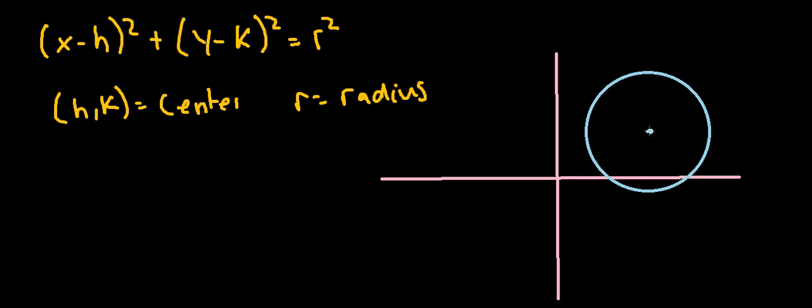So here's the center of my circle, and it's at (h, k). And here's a radius. The radius is the same everywhere around. So here's the radius. Make that a little more clear. So, radius.